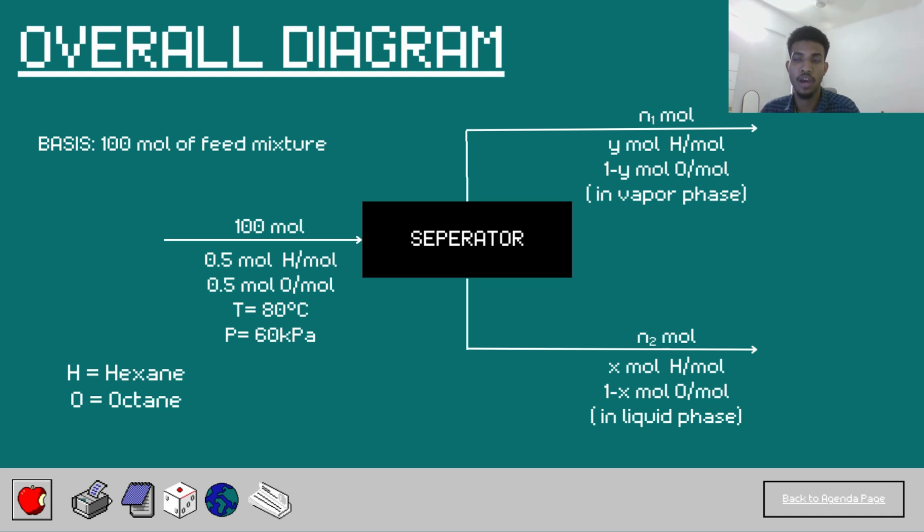So our basis is 100 moles fed per second, 0.5 mole of hexane per mole, and 0.5 mole of octane per mole. Our outcome is two streams. The upper stream is in the vapor phase and the lower stream is in the liquid phase.